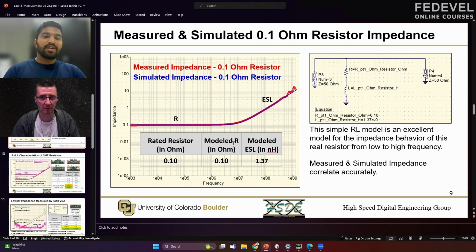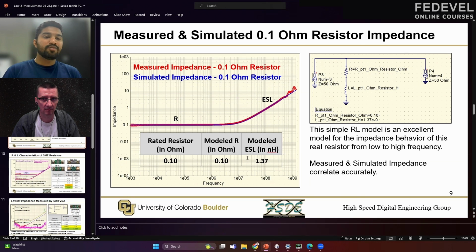So when we have this exact overlap between the measured and the simulated data, that's when the values of R and L that we have here are the resistance and ESL values of this real resistor component. And when we do that, we say we have hacked the model. This is called measurement and simulation correlation.